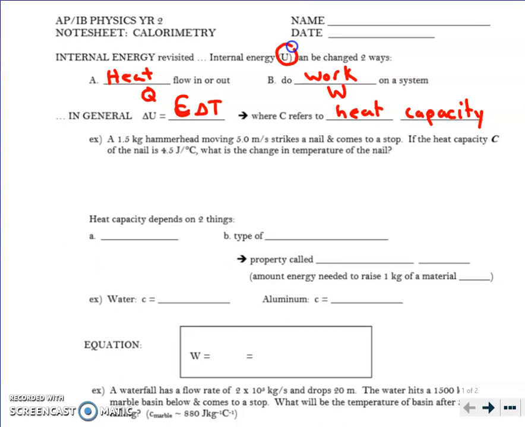So a very simple problem we can look at is, let's say I've got a hammer, or a hammer head that's being swung, and it is moving 5 meters per second, strikes a nail and comes to a stop. Okay, so all that kinetic energy, when it hits the nail head, goes, let's say, into the nail. And so it's going to go in the form of thermal energy or internal energy, and we can ask what's the change in temperature of the nail. So the idea is the change in temperature, C delta T, is equal to the internal energy change, and the internal energy change is due to the loss in kinetic energy of the nail.